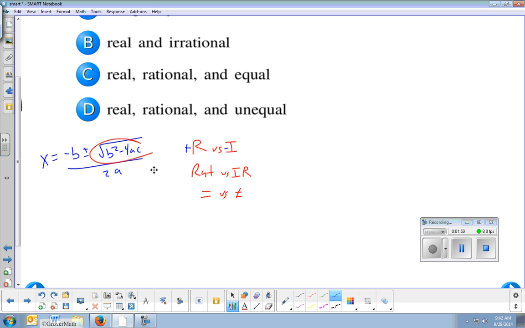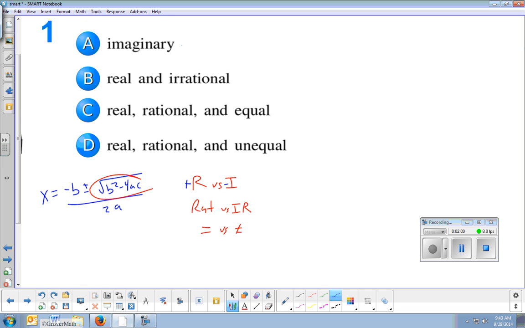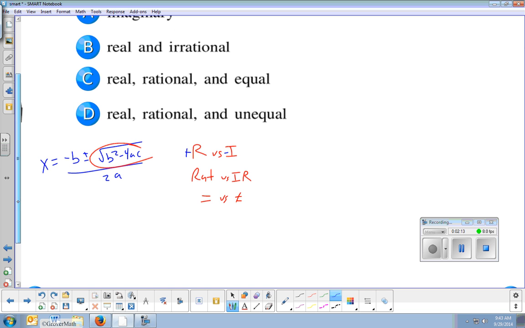That's where we get the i stuff from, like the square root of negative 5. That's going to be something with an i, right? So if your discriminant is negative, it's imaginary. Once you're imaginary, you're done. That's why choice A is imaginary. That's it. But if it's real, then you have to answer these other questions.